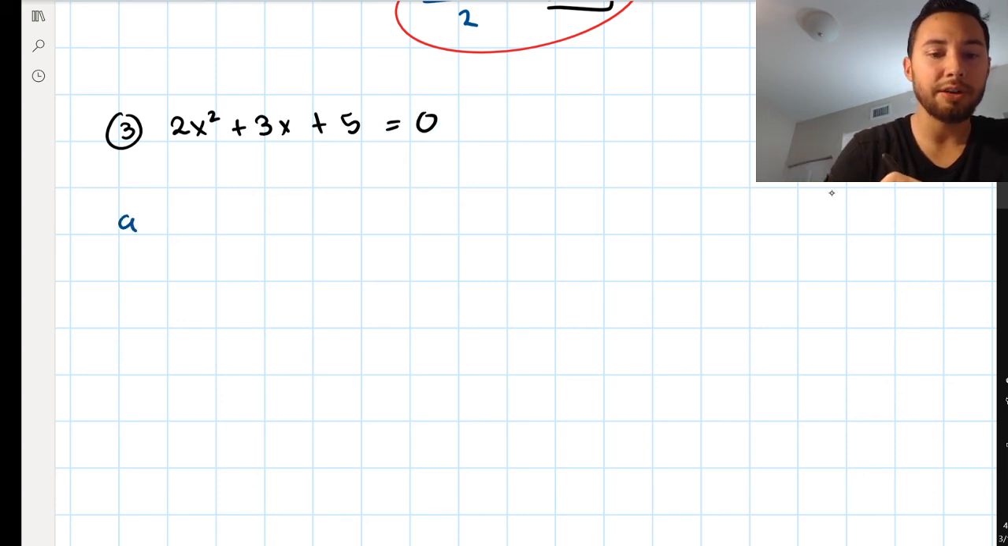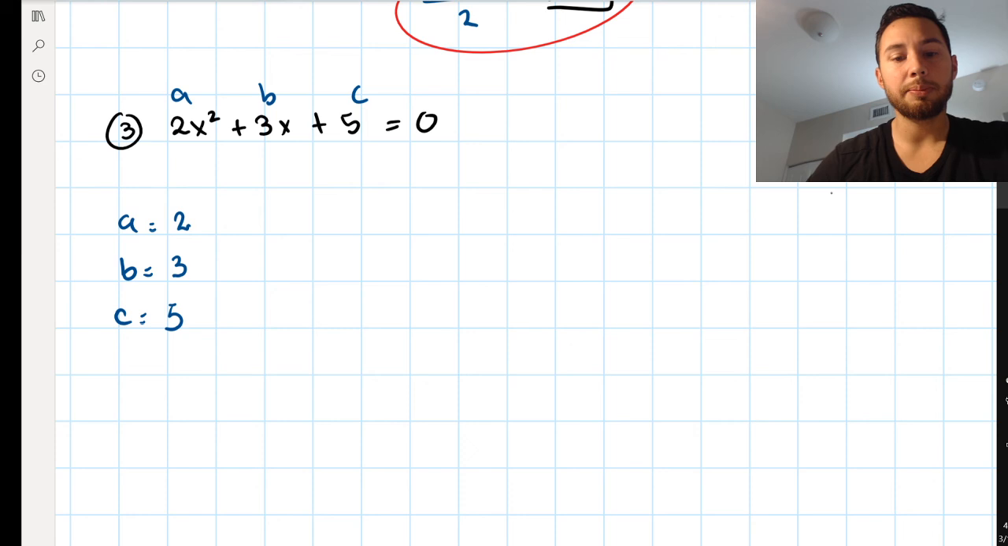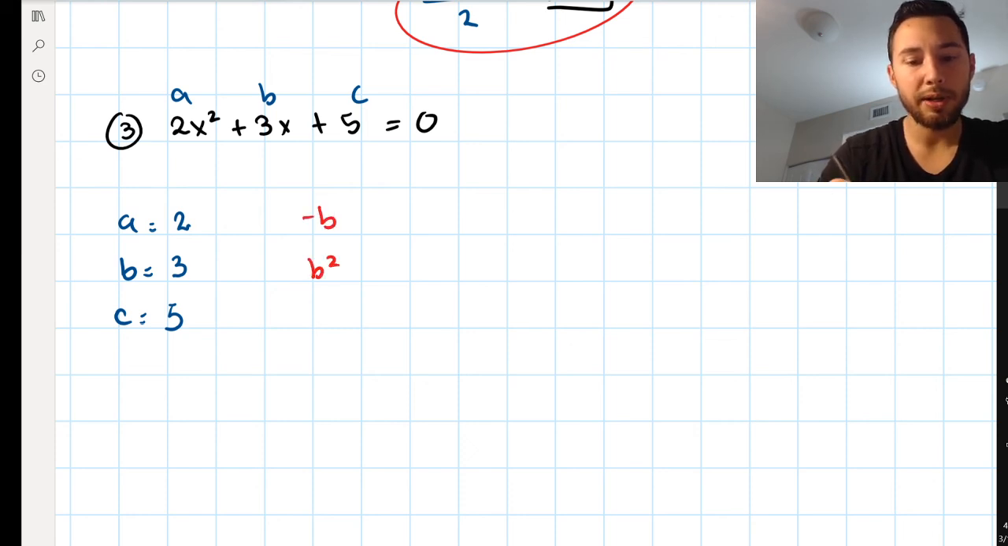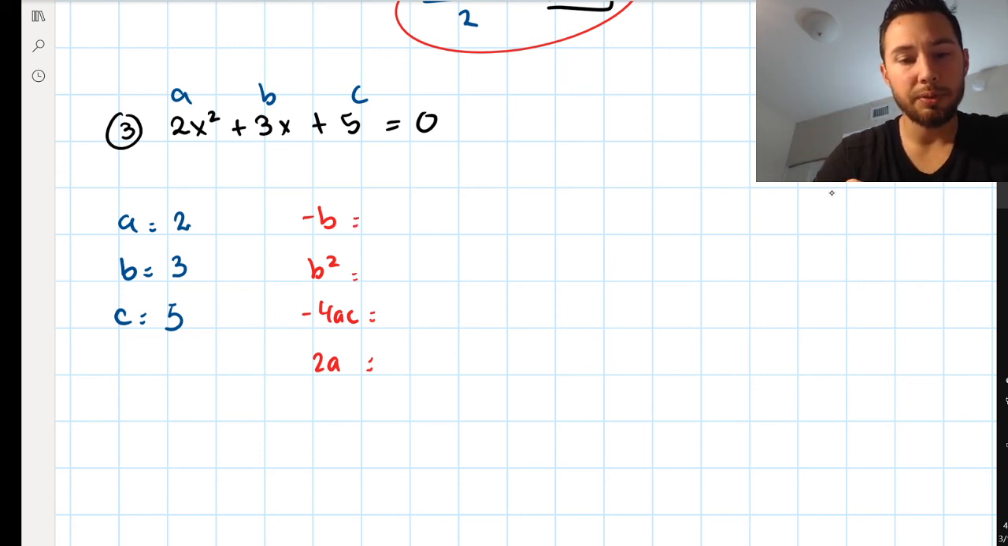Again, I'm going to identify A, B, and C. My A is 2, my B is 3, my C is 5. Let's write the parts that matter. Negative B, B squared, negative 4AC, and, change color, and 2A. Well, the opposite of positive 3, which is my B, would be negative 3. My B squared is going to be 3 squared, which is 9. Negative 4AC is going to be negative 4 times 2 times 5, which is going to be negative 40. And 2A is going to be 2 times 2, which is 4.